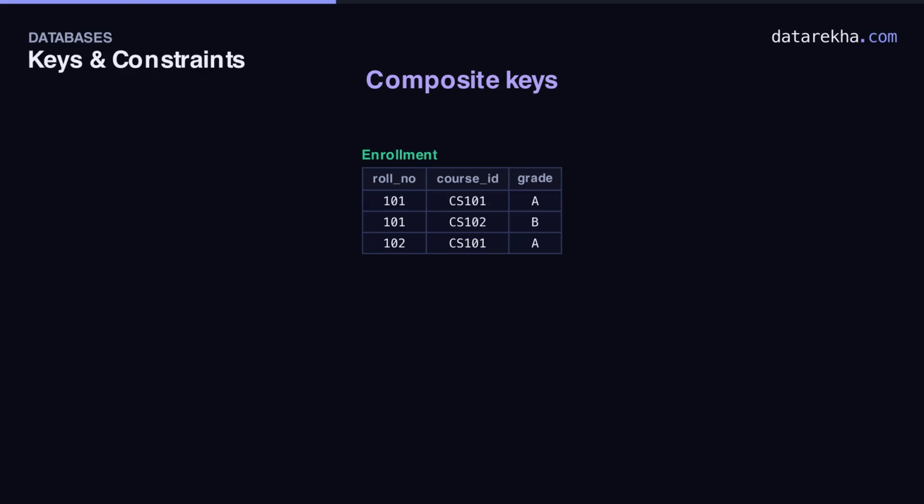Sometimes, no single column can be the key. Take an enrollment table, recording which student takes which course. One student takes many courses, and one course holds many students. So roll number alone repeats. Student 101 appears twice, and course ID alone repeats. Course C101 appears twice. Neither column can identify a row by itself, but the pair, taken together, is unique. A given student appears with a given course exactly once.